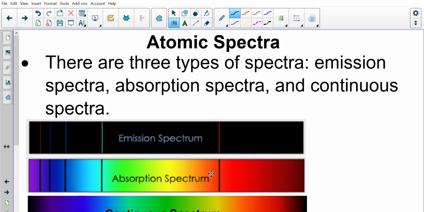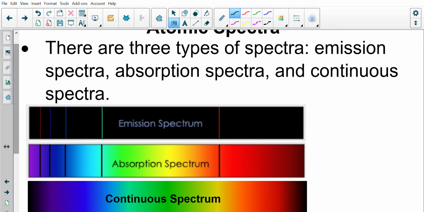Okay, lesson 2, atomic spectra. So there are 3 types of atomic spectra that you have to know about. So we have emission spectra, which is right here. What I want you to notice about that is that it has a black background and it has colored lines in it.